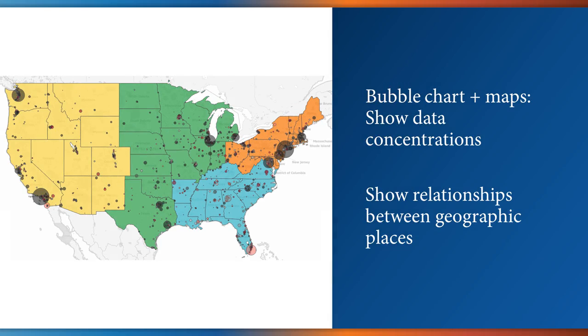Layer bubble charts on top of maps. Bubble charts represent the concentration of data and their varied sizes, a quick way to understand relative data. By layering bubbles on top of a map, it is easy to interpret the geographical impact of different data points quickly.